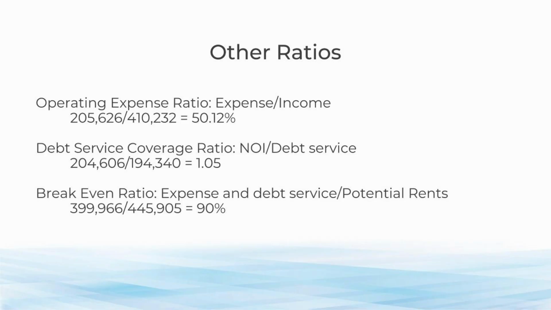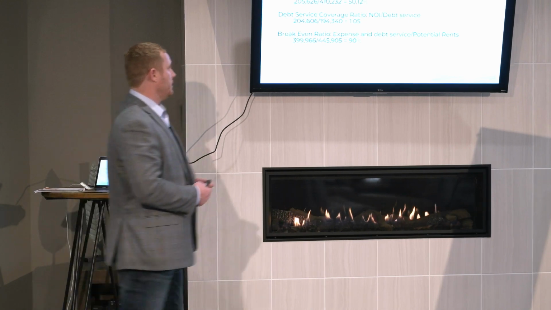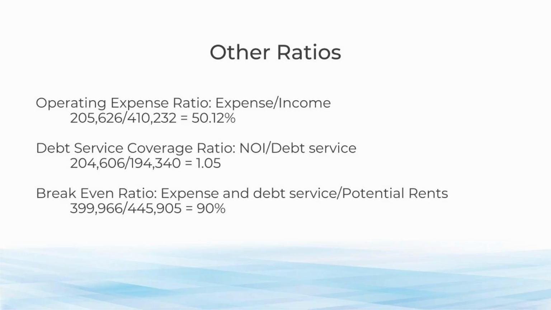This is expense and debt service divided by the potential rents. Potential, I say potential because it's not looking at vacancy, right? It's how occupied does the property have to be in order to break even. In this case, it's got to be 90% occupied.